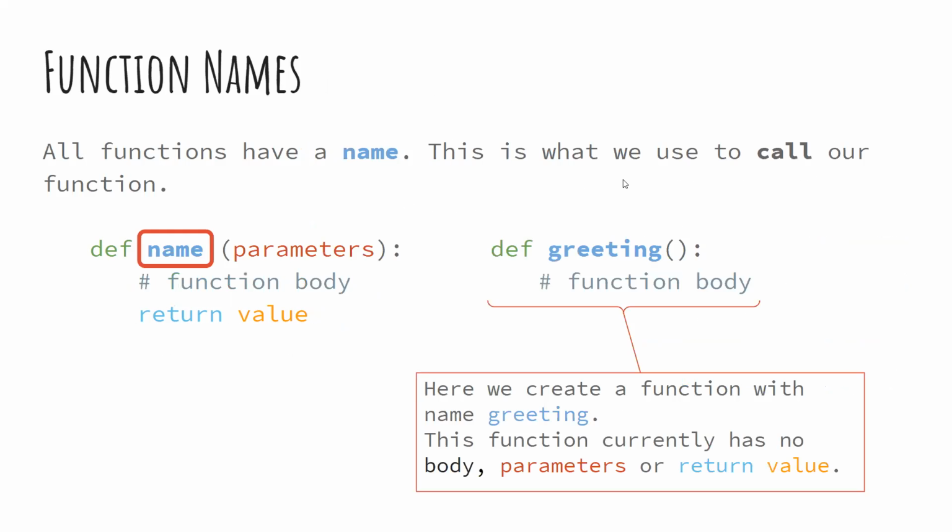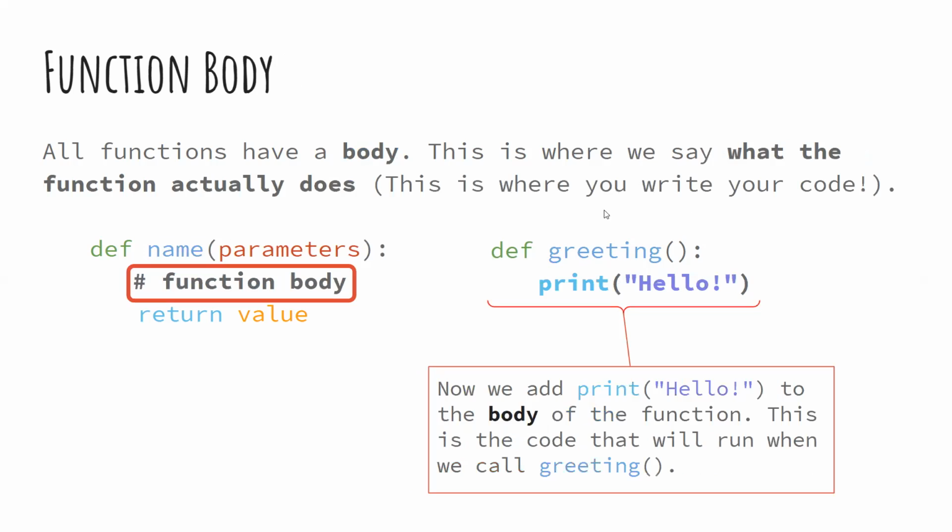Next, the function names. All functions have a name. This is what we use to call our function. Over here we are replacing it with greeting. So here we create a function named greeting. This function currently has no body, parameters, or return value because we did not specify anything yet. Next, we are going with the function body.